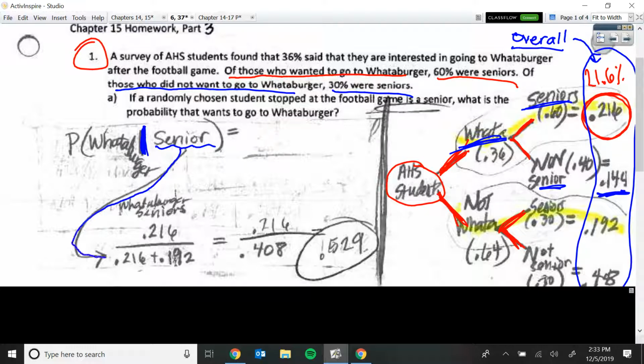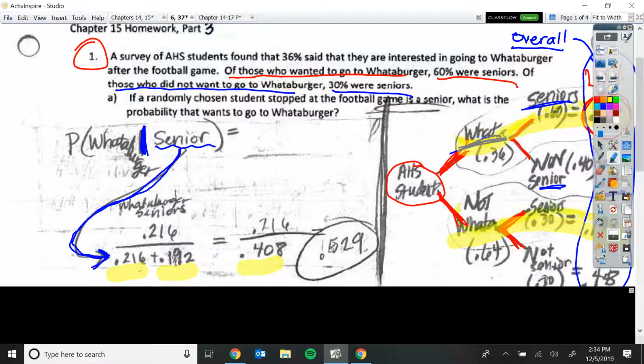So I need to put all of the seniors portions on the bottom. And what kind of senior portions are there? There's two of them. The Whataburger seniors or the what? The non-Whataburger seniors. So you're either a Whataburger senior or a non-Whataburger senior. And that's how we get these two numbers on the bottom. So the Whataburger seniors or the non-Whataburger seniors, for a total of 40.8% of them are seniors.